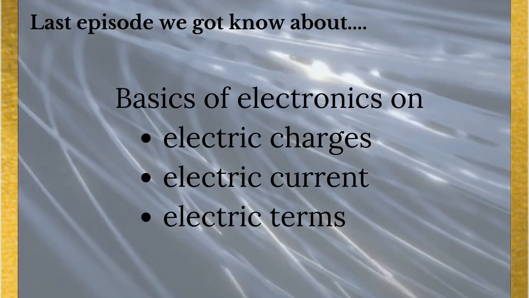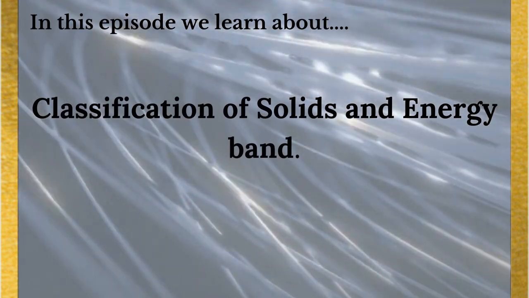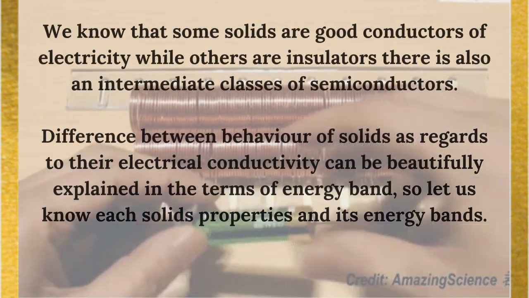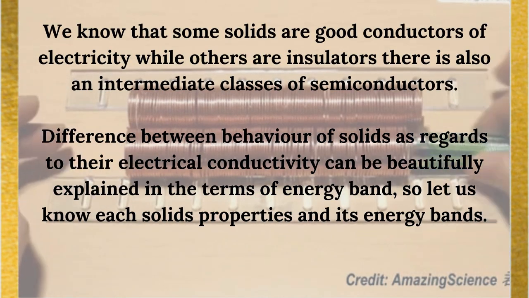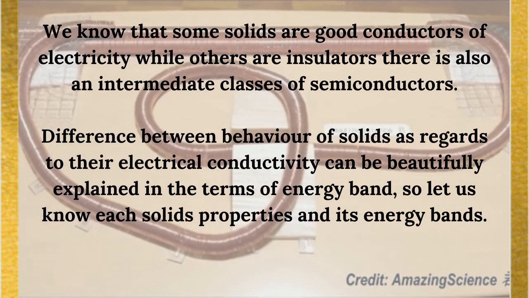Last episode we got to know about the basics of electronics: electric charges, electric current, and electric terms. In this episode we learn about classification of solids and energy band. We know that some solids are good conductors of electricity while others are insulators. There is also an intermediate class of semiconductors.